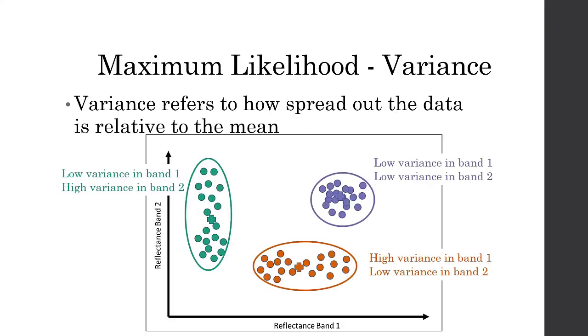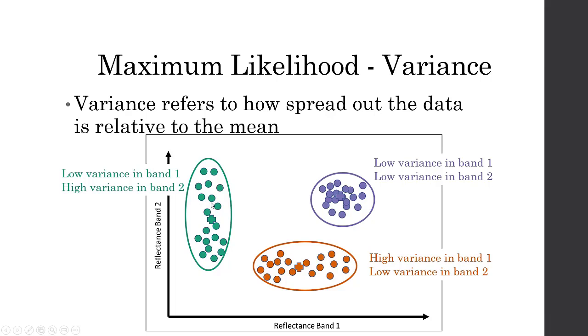So let's start with variance. In math, variance refers to how spread out the data is, and usually that's relative to the mean. So in this case, we have three different training data sets. We have a purple training data set, an orange training data set, and a green training data set.